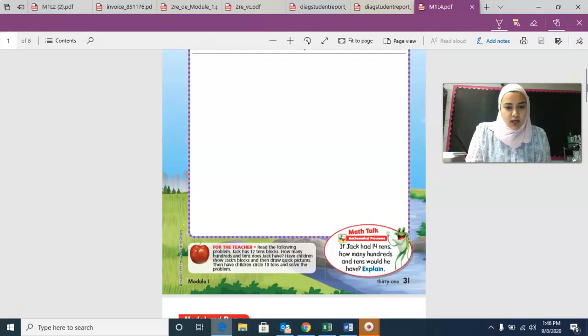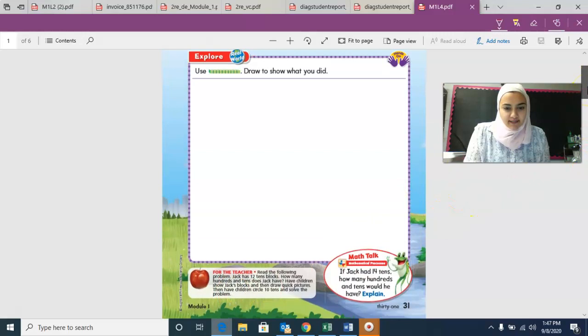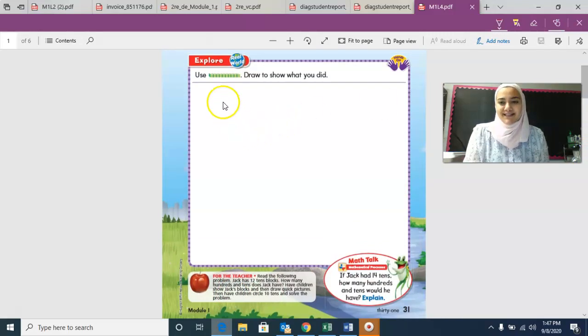Jake has 12 tens blocks. He has how many? 12 tens blocks. How many hundreds and tens does Jake have? Okay, so Jake has 12 tens blocks. So we're going to draw 12 tens blocks. I'm drawing with a mouse, so it's really hard, but please make yours as neat as you possibly can.